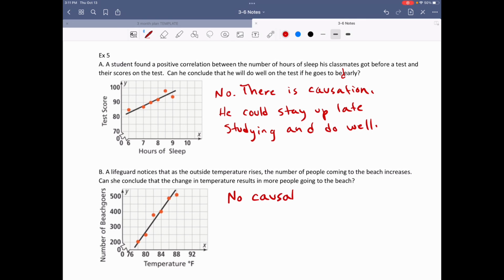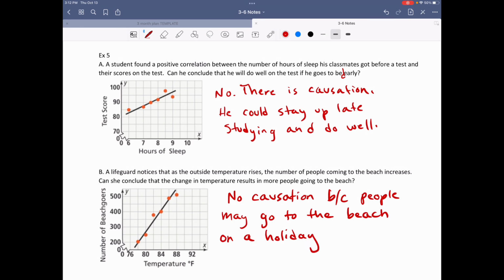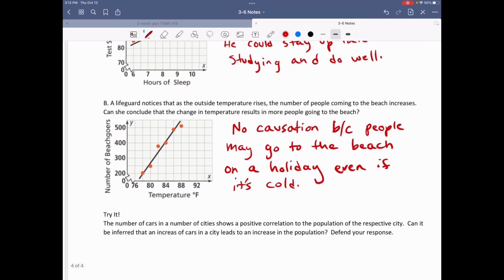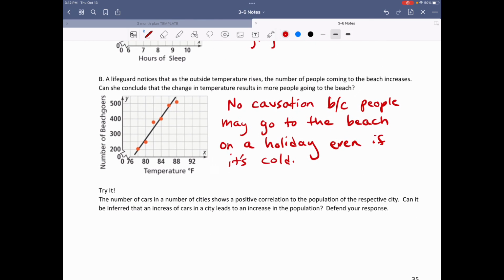no causation, because people may go to the beach on a holiday, even if it's cold. That's just one counterexample. But there's many reasons why people may or may not go to the beach, not just because of temperature.